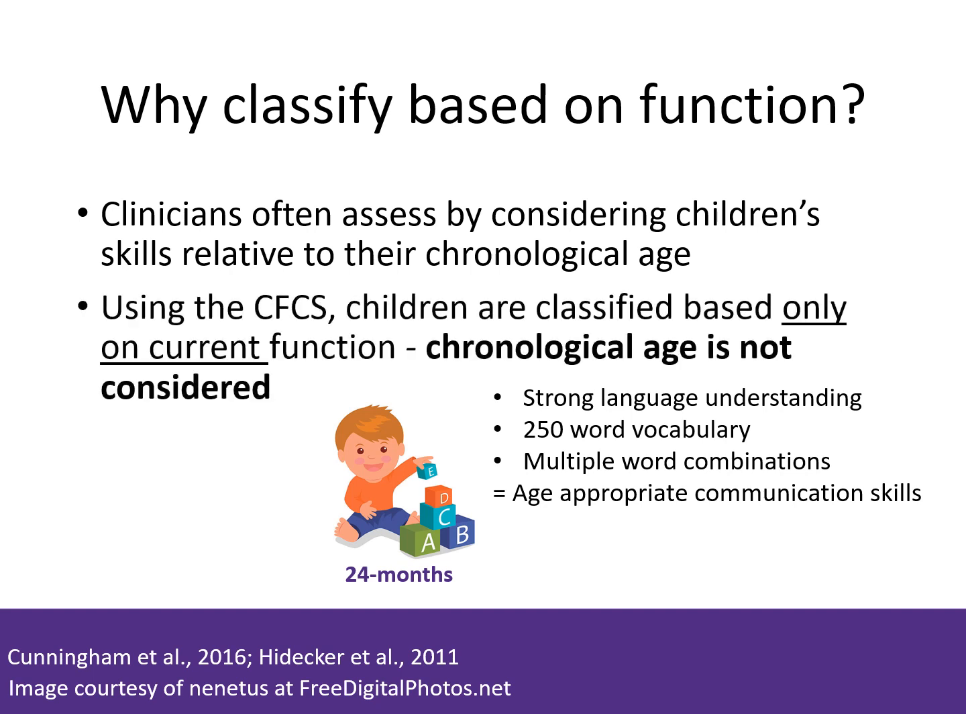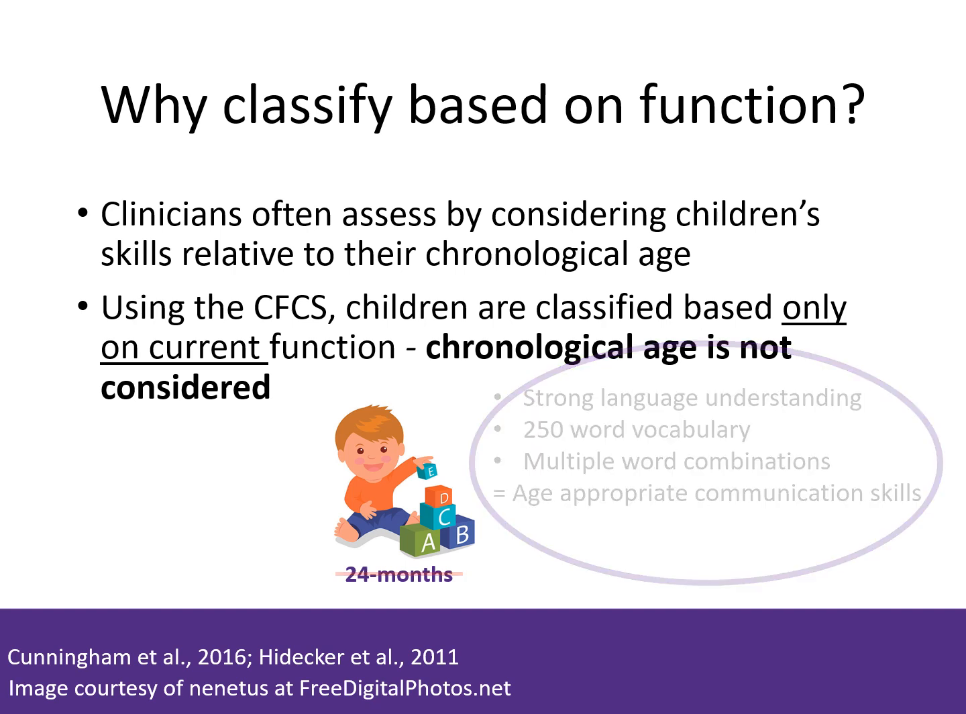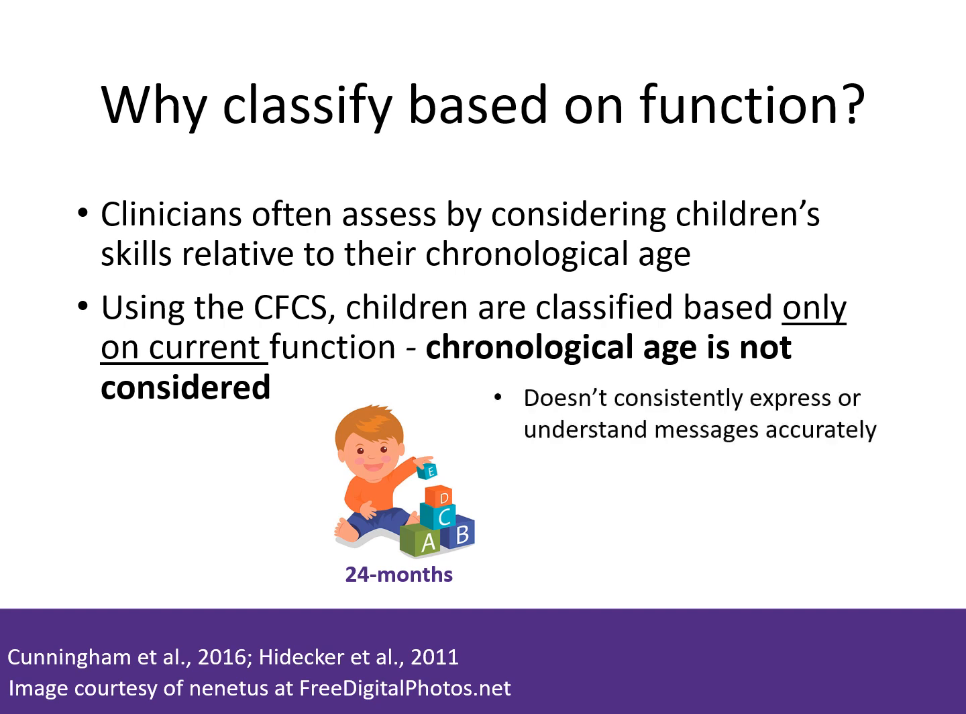The CFCS is different. Using the CFCS, children are classified based only on how they function and not considering their chronological age, because the focus is on individual function and participation, and not on comparing children to their same age peers. A typically developing 2-year-old does not consistently express or understand messages accurately. Sometimes, even with familiar partners like mom and dad, there are still communication breakdowns.